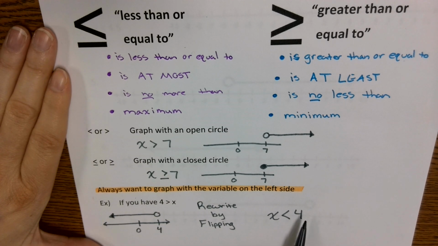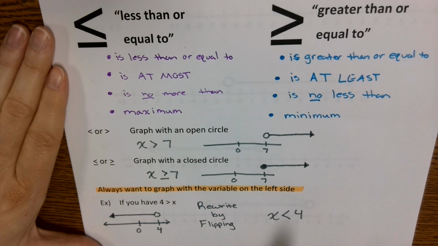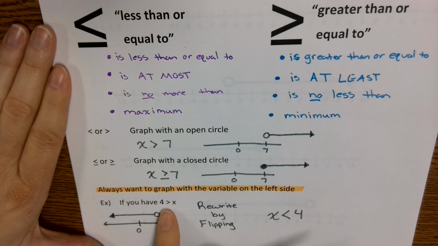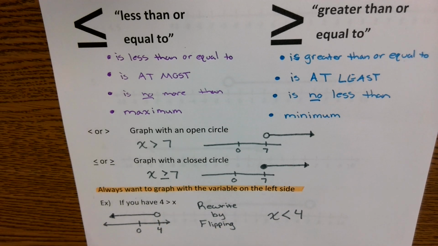Again, if your variable is on the left side, your inequality is pointing in the direction you go. If your variable is not on the left side, your inequality is pointing in the opposite direction. So always get into the habit of putting your variable on the left side. Before you even solve, if you see that your variable is not on the left, flip the whole thing. All right, go ahead and flip it on over to the back.